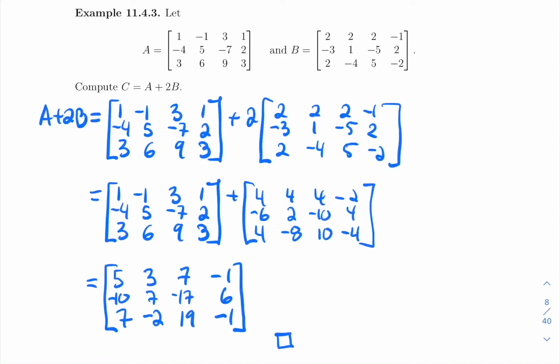So just be careful. Again, very, very similar to what we did with vectors. So scalar multiply B by 2, add up the two things. And that's it.